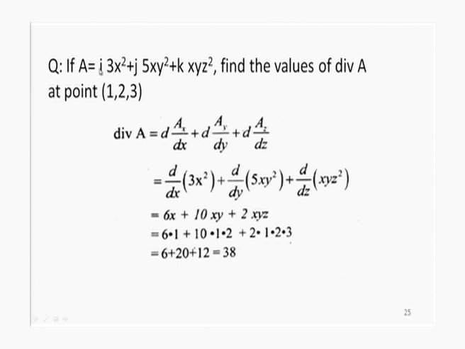Divergence is calculated using this particular problem. If A is equal to i 3x² plus j 5xy² plus k xyz², find the value of divergence of A at the point (1, 2, 3). For divergence of A, we will use this formula, and in the place of Ax, Ay, Az we will keep these and substitute. The differentiation gives 6x + 10xy + 2xyz. The x value is given as 1, y value is 2, z value is 3. When you put all those things in, we get the value as 38.